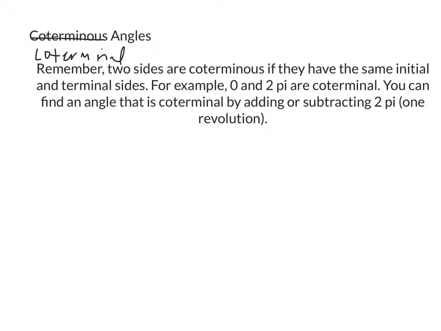Coterminal. So remember, 2 sides are coterminal if they have the same initial and terminal sides. For example, 0 and 2 pi are coterminal. You can find an angle that is coterminal by adding or subtracting 2 pi, which is 1 revolution. So what we're about to start doing is figuring out how to find coterminal angles. And again, the way we do that is by simply adding or subtracting 2 pi. If we want to find a positive coterminal angle, then we will add 2 pi. If we want to find a negative coterminal, then we will subtract 2 pi.